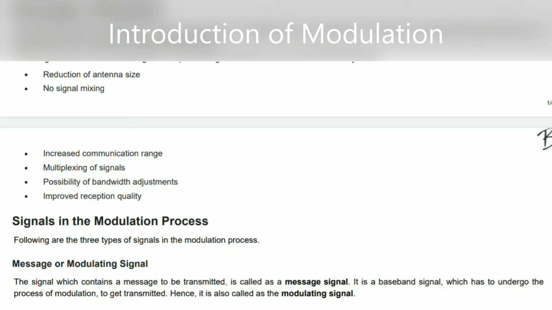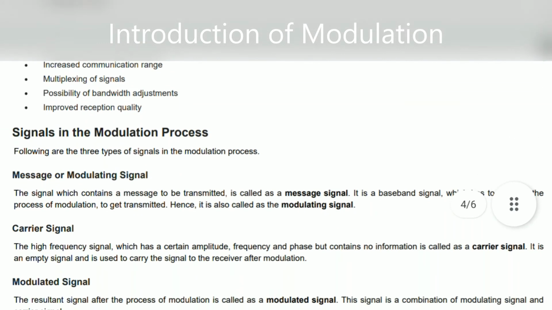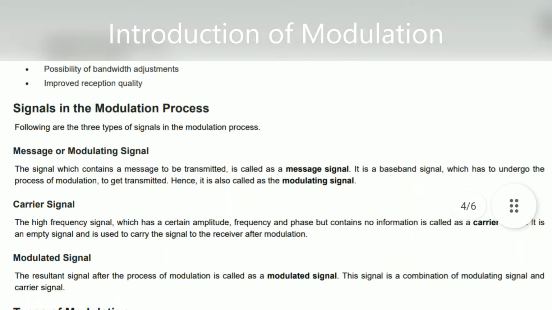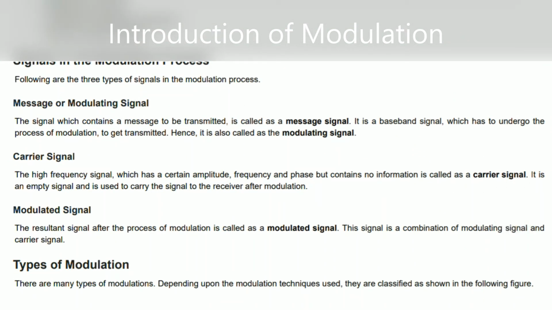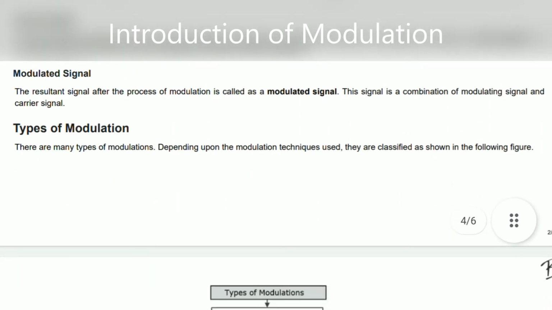Next is improved reception quality. In the receiver section, the noise of the received signal may be less if you are doing modulation. Then there are different terms in the modulation process. Number one is the message or modulating signal, which we also call the baseband signal, then the carrier signal, then the modulated signal.